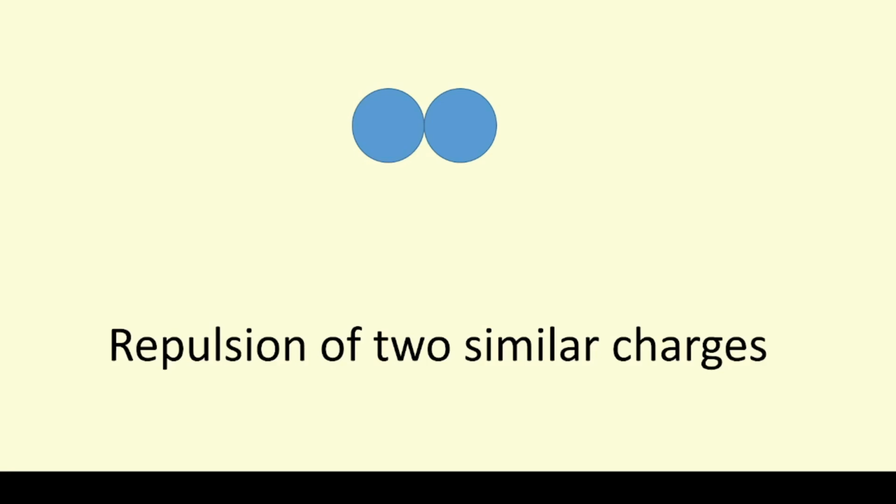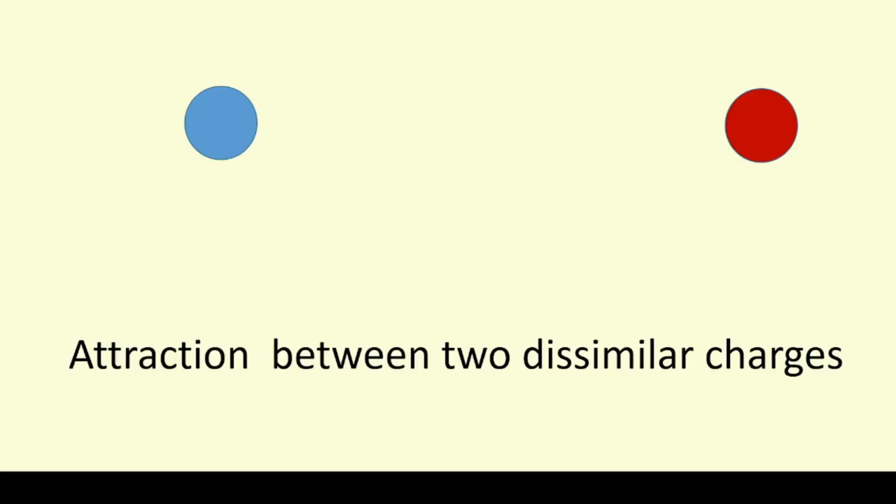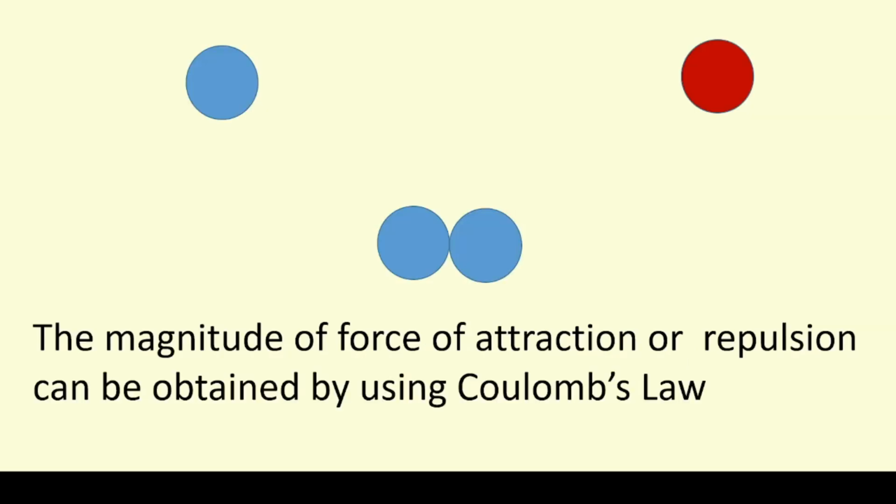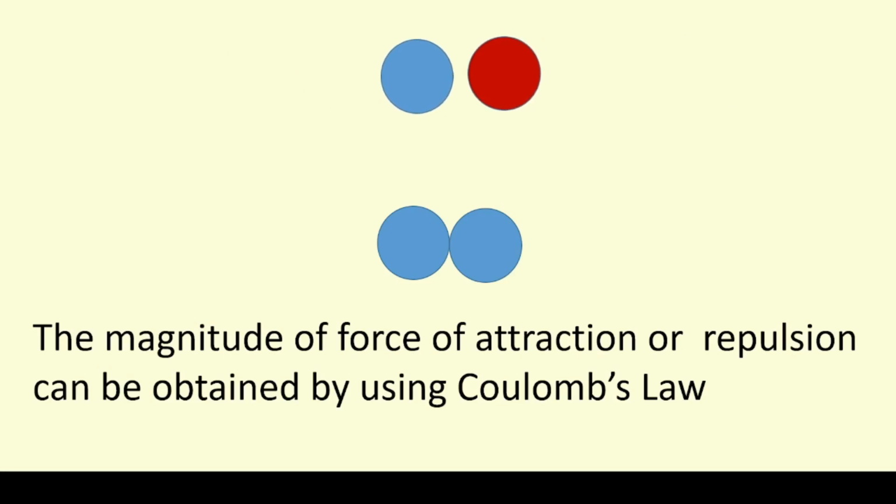We know that whenever two similar charges are placed together, there is a repulsion between them, and there is an attraction between two dissimilar charges. The magnitude of the force of attraction or the magnitude of the force of repulsion can be obtained by using Coulomb's law.